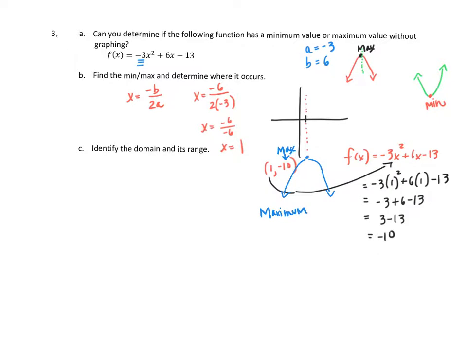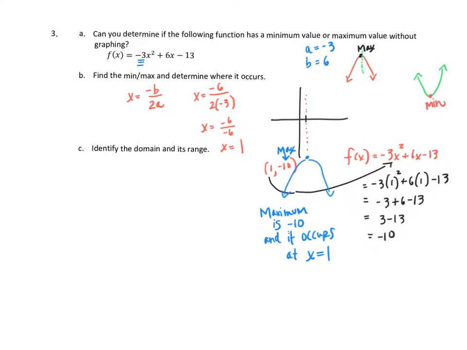And if you were to graph this in your graphing calculator, you could kind of quickly look at your table, and you're never going to have a y value that's bigger than negative 10. So your maximum is your y value, and it occurs at x equals 1. So anytime you're talking about your max or min, it's looking for that y value. And then you can talk about where it actually occurs.